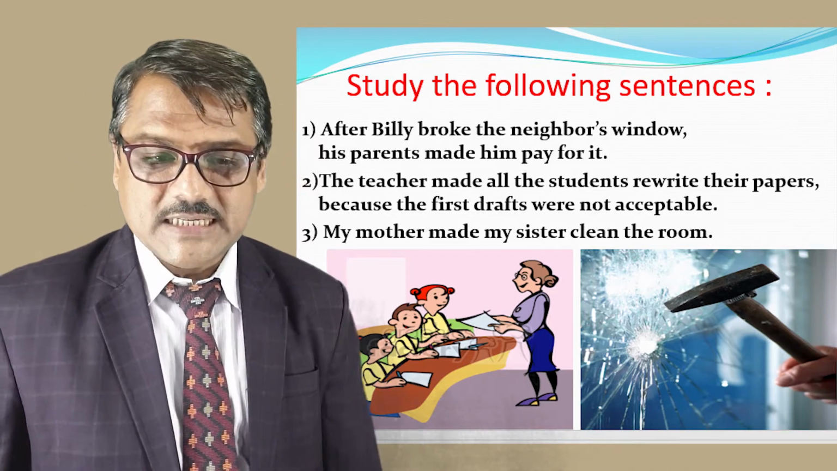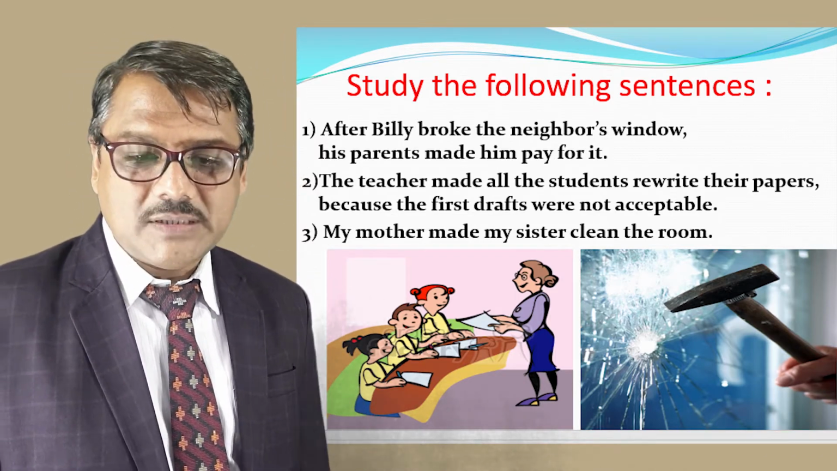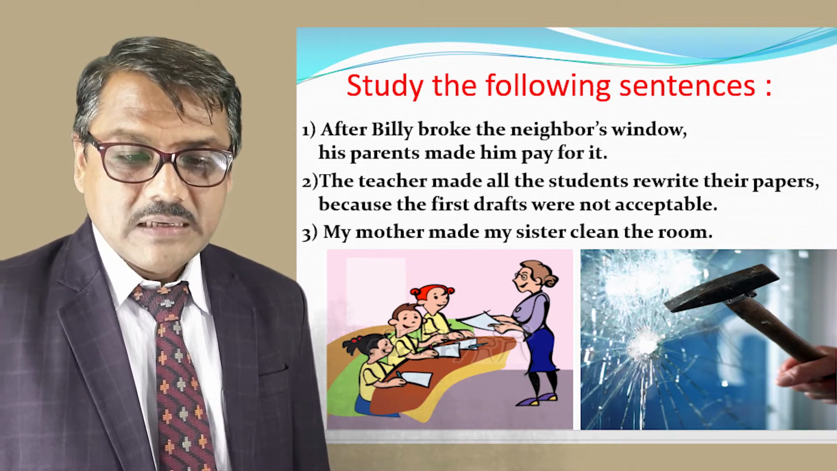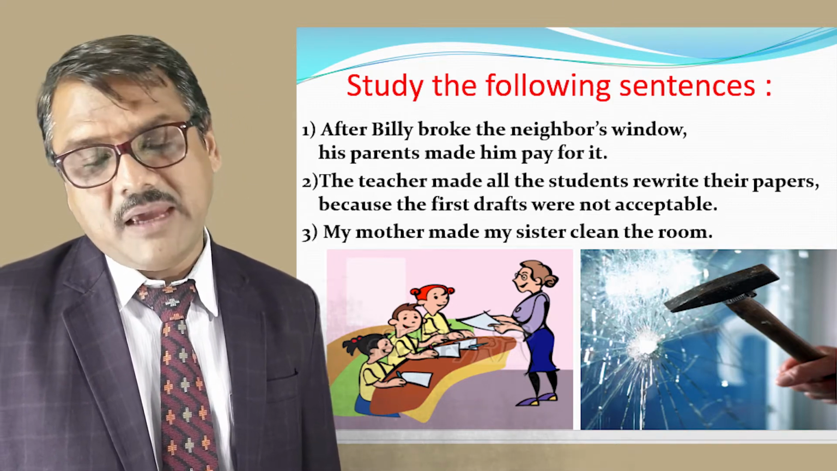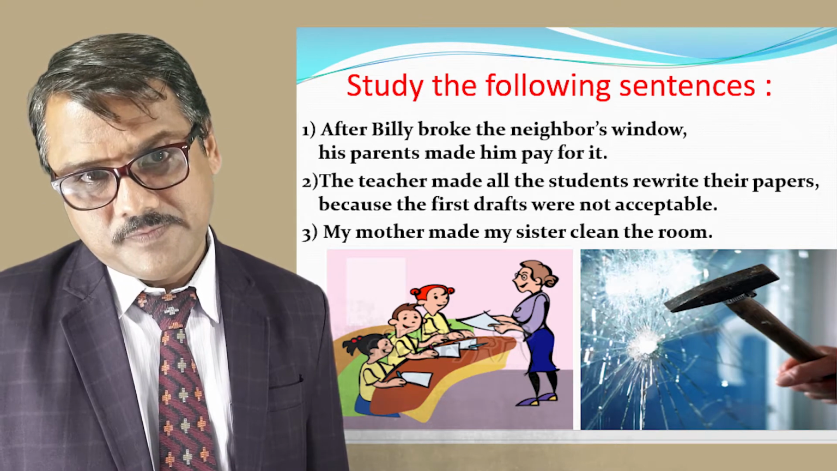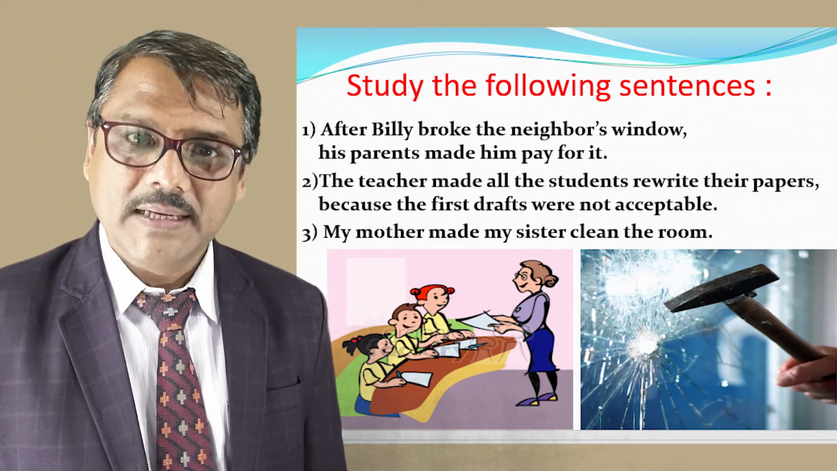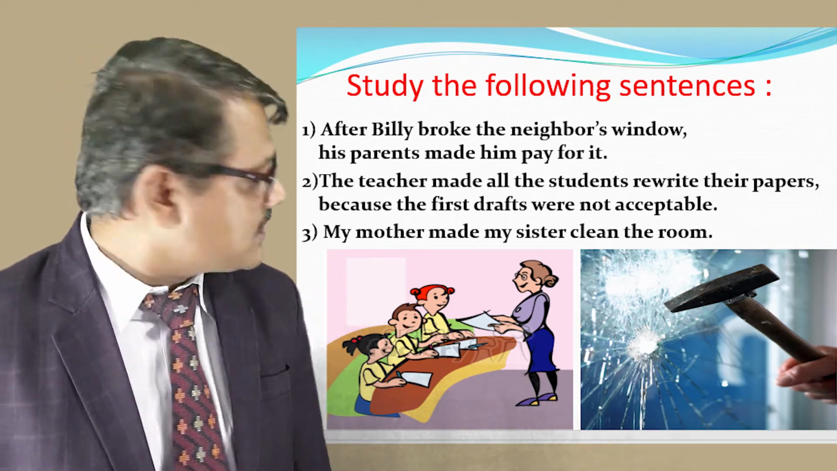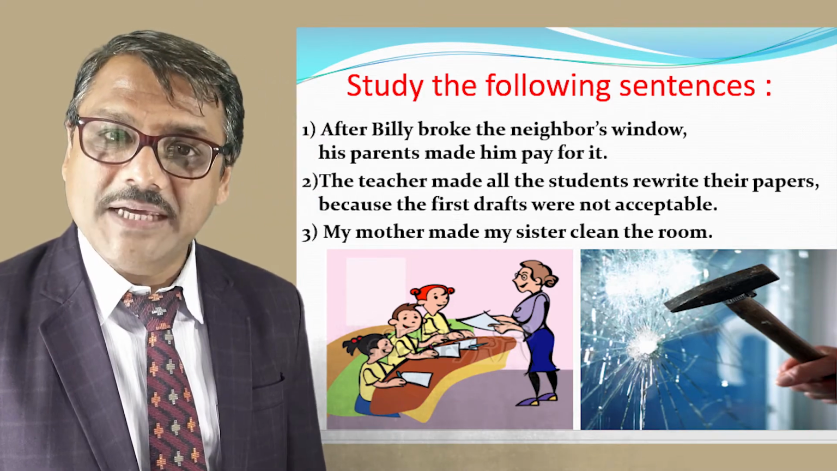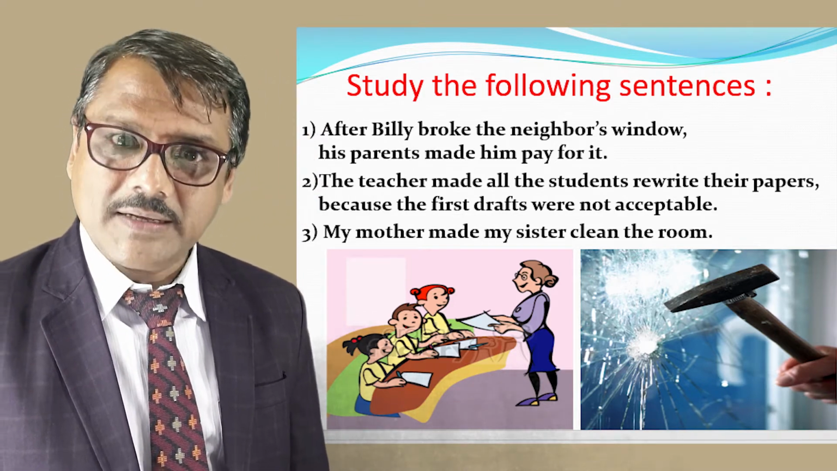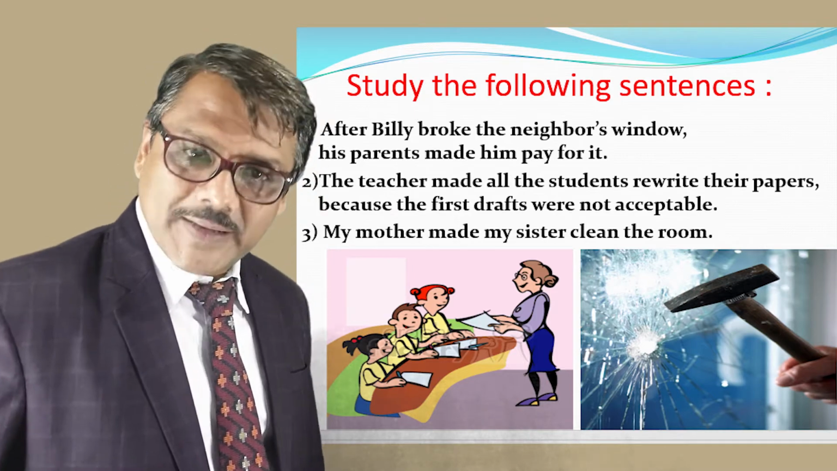The first sentence: after Billy broke the neighbor's window, his parents made him pay for it. There is also the use of a causative verb. Notice which verb is used. I think you can guess it. You can see it as well.